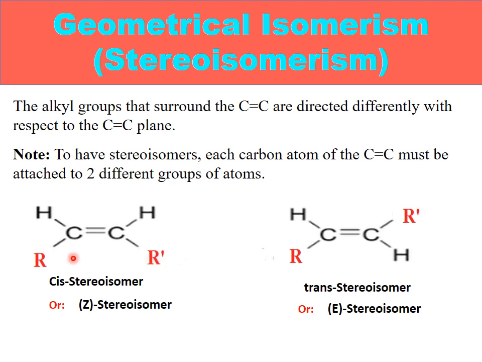But if the functional carbon atom is attached to the same group, for example here if we have two hydrogen atoms on the first functional carbon, then there are no stereoisomers in this case. Or if we have two CH3 groups on the first functional carbon atom, then there are no stereoisomers. So the two groups must be different on each functional carbon atom.